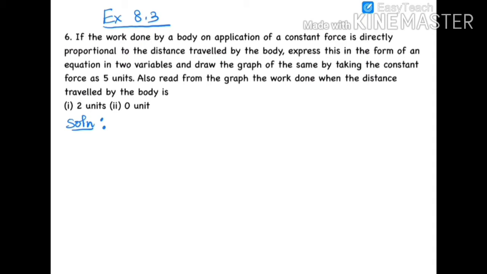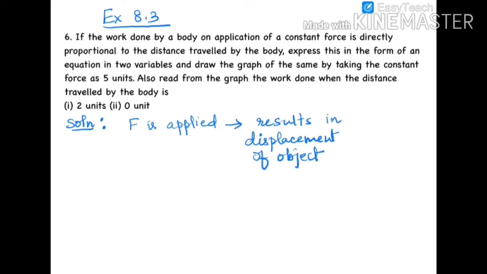We have studied in physics that whenever force is applied, it causes displacement of the object. You have studied in motion chapter the meaning of word displacement. It is the change in the position of the object. And whenever an object moves, we can say that work is done.